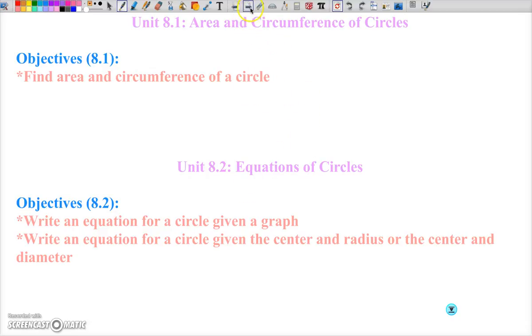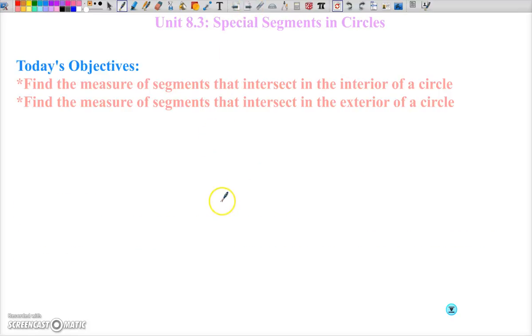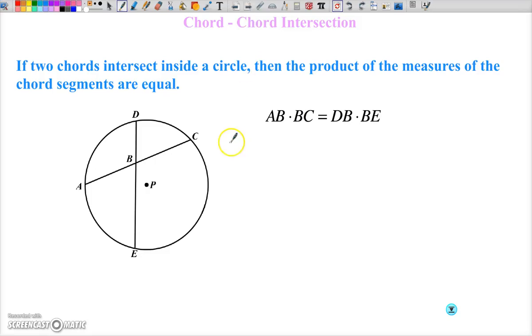And the reason I say that is because here's your first video of the unit and it's actually the third section that we're going to cover. So what we're going to do today is find measures of segments that intersect in the interior of a circle and then also in the exterior of a circle. So first thing that we have is a chord intersection.